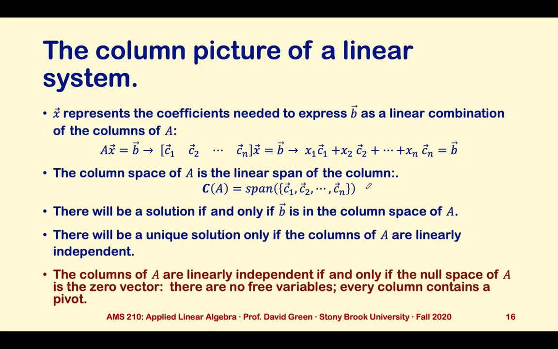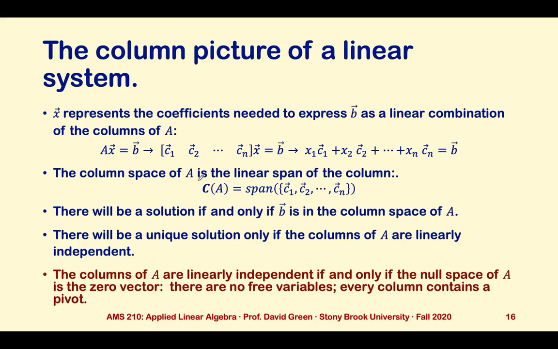Let's think about another. We've discussed the column picture of a linear system as well. In the column picture, x represents the coefficients needed to express the right-hand side as a linear combination of the columns of a matrix. That is, Ax equals b, representing A as a set of columns, can be rewritten as x1 times c1 plus x2 times c2 and so on, and this sum gives our right-hand side.